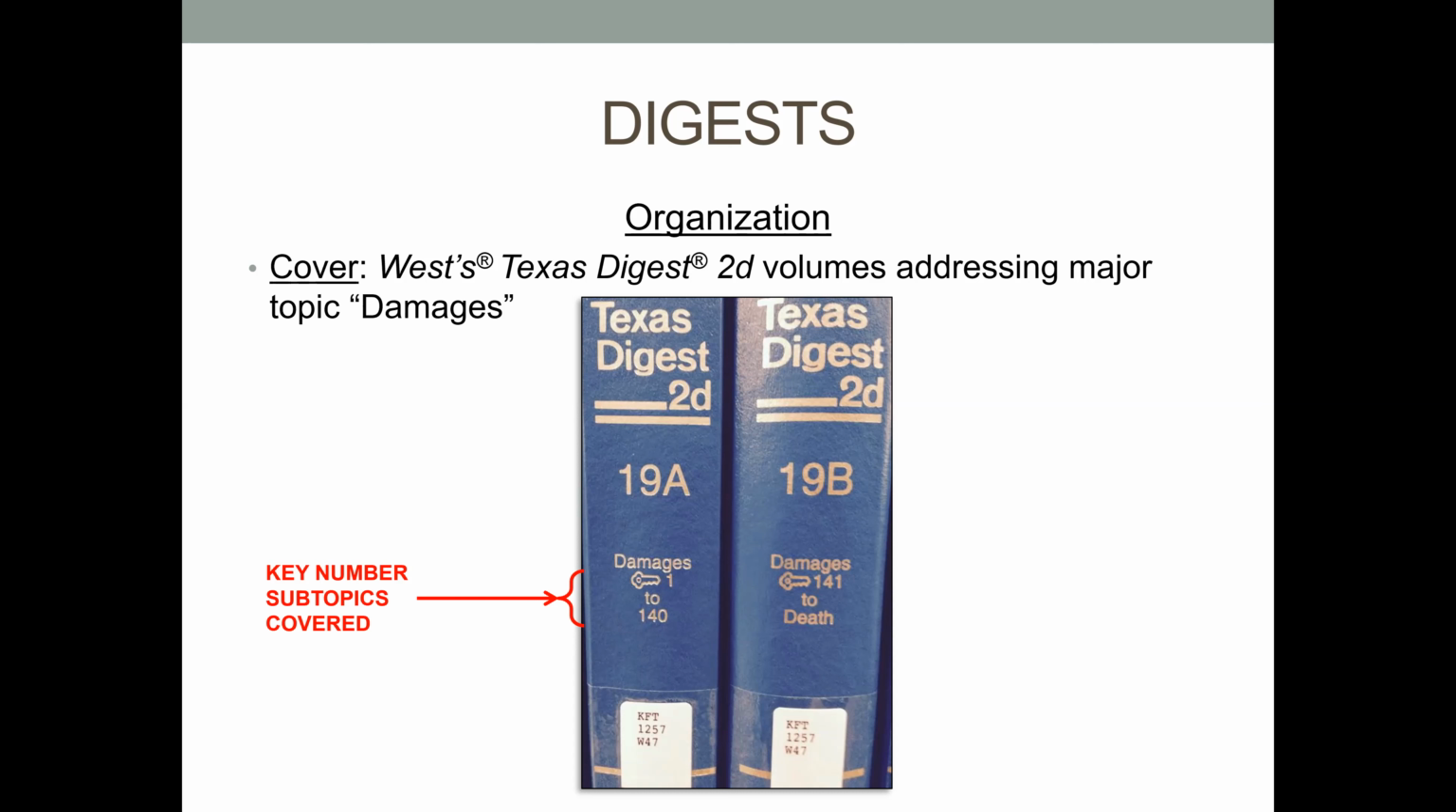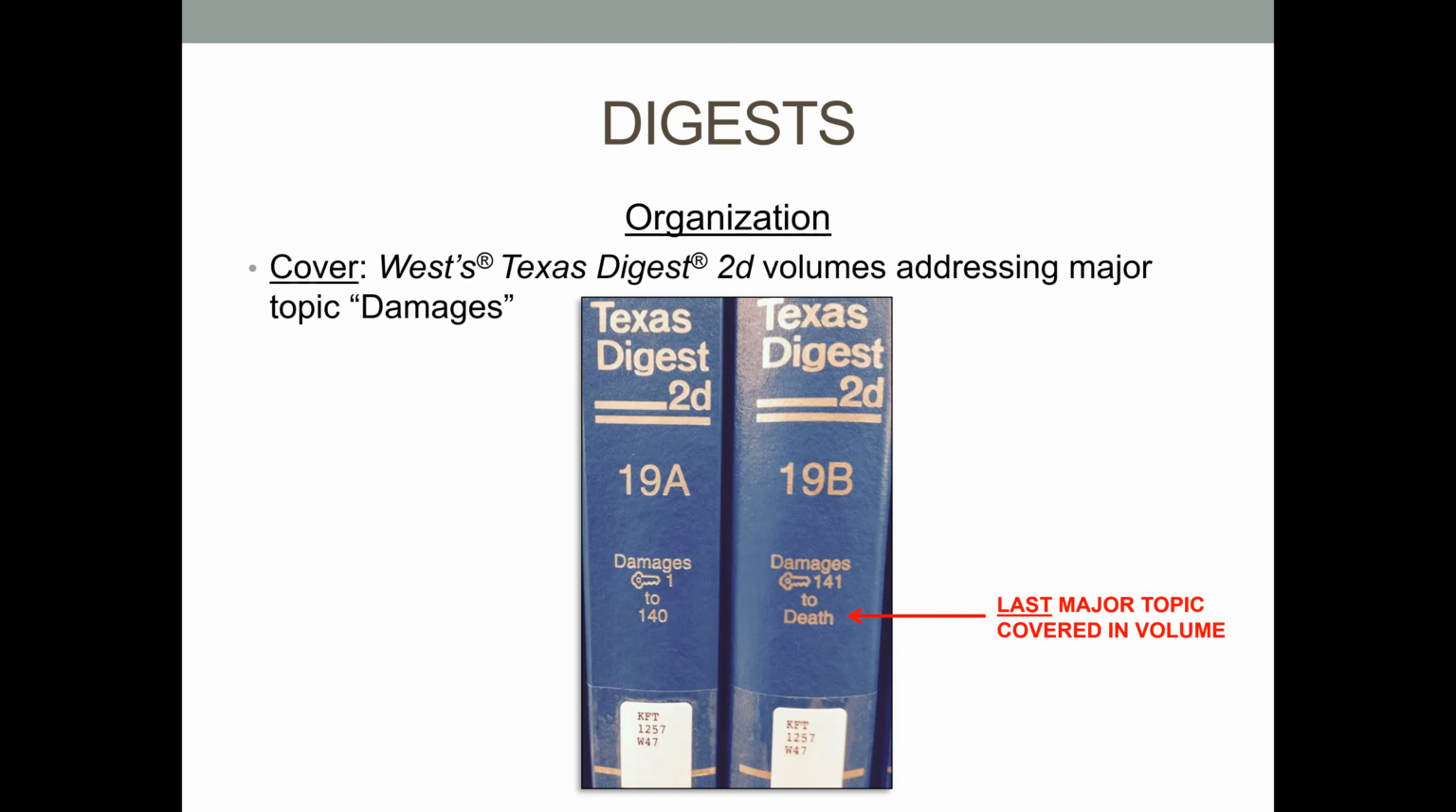If you are interested in key number 141 all the way to the end of the damages major topic, you need to go to the second volume. And so the second volume tells us that it starts with damages, meaning it's a continuation of the topic damages, and that it covers key numbers 141 to the end of damages. But there was room to begin another major topic in that volume, and maybe even some in between.